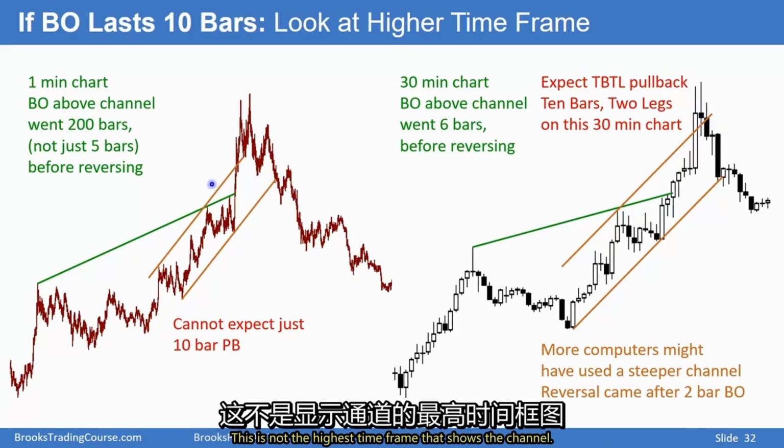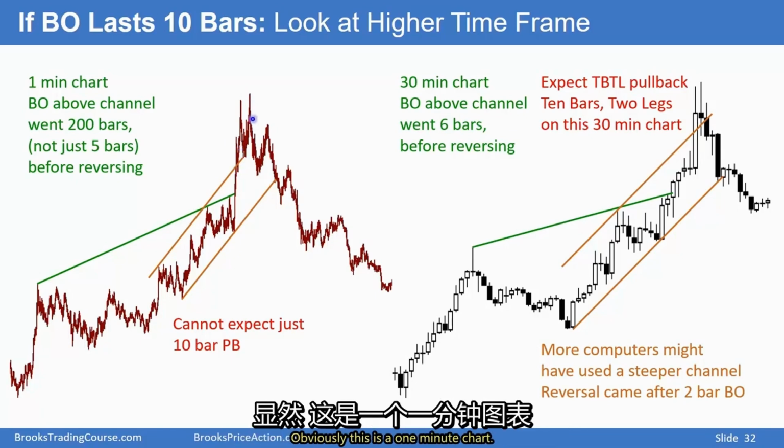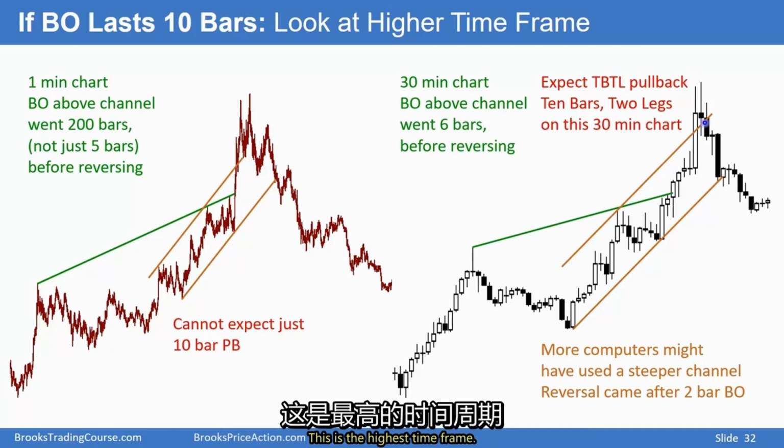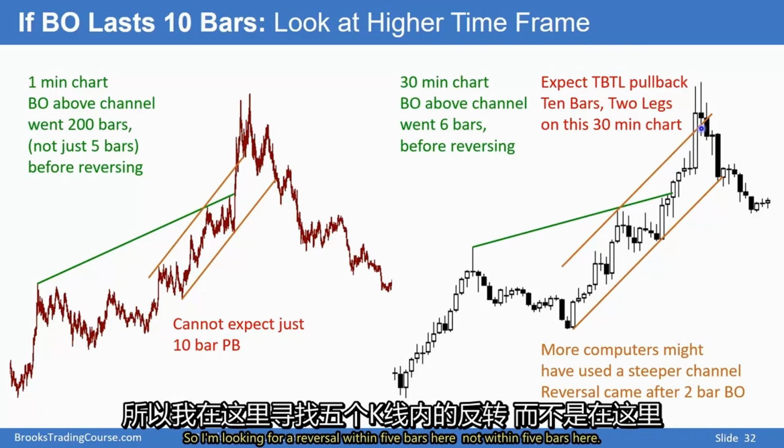This is not the highest time frame that shows the channel. Obviously, this is a 1-minute chart. I can draw the same channels on a 30-minute chart. This is the highest time frame. So I'm looking for a reversal within 5 bars here, not within 5 bars here.